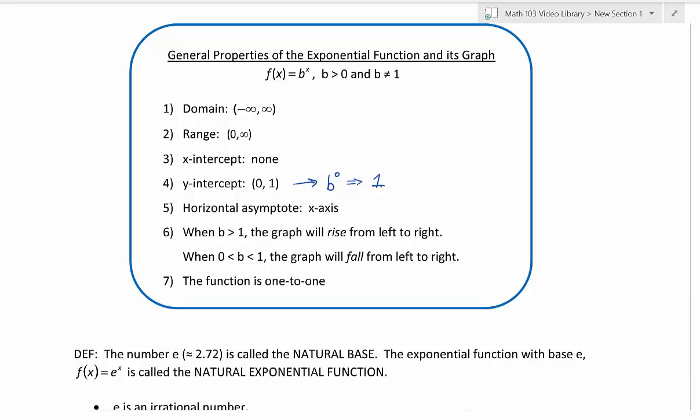When b is greater than 1, the graph will rise from left to right. So it's going to look something like this. But if your base is some number between 0 and 1, the graph will fall from left to right. It's going to look something like this. And lastly, all exponential functions are 1 to 1. We can see just by those little graphs I drew that they pass both the horizontal and vertical line tests.